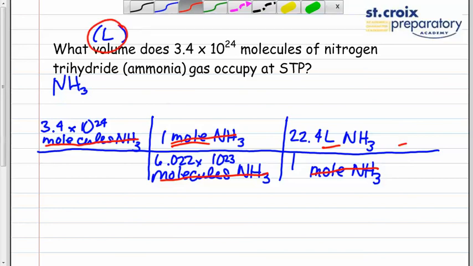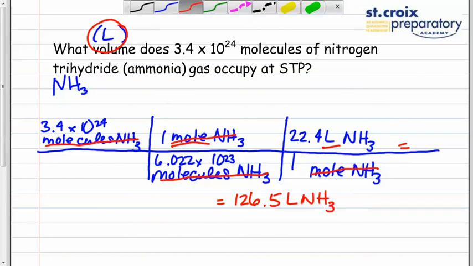So I can close this out now and get out my calculator and take 3.4 times 10 to the 24th divided by 6.02 times 10 to the 23rd times 22.4. And if you put that into your calculator, you should end up with an answer of 126.5 liters of NH3.